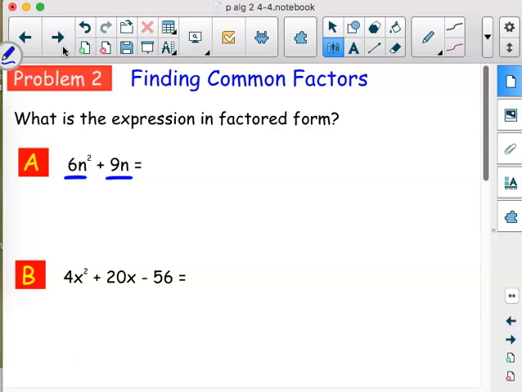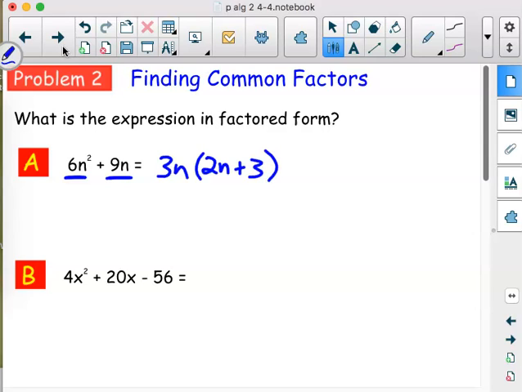Yeah, because 3 divides into both of those numbers nicely, and so does n. So now we're going to work backwards, because usually it's easier for people to think multiplication versus division. 3n times something has to give me 6n squared. Well, that's 2n. 3n times something has to give me 9n. Well, that's 3. And now notice inside the parentheses, we no longer have anything squared.